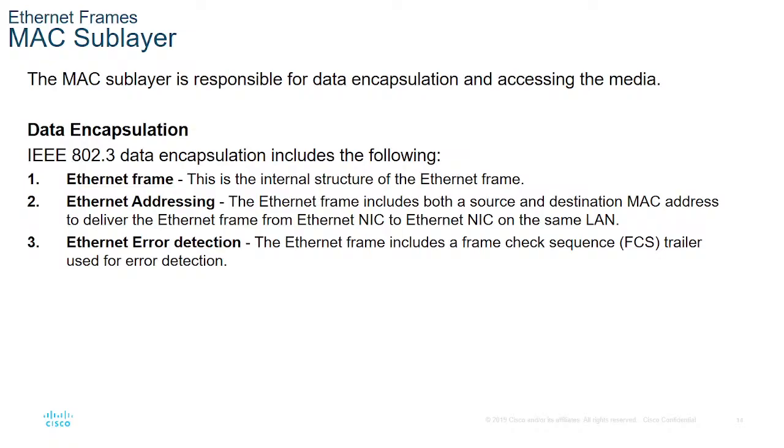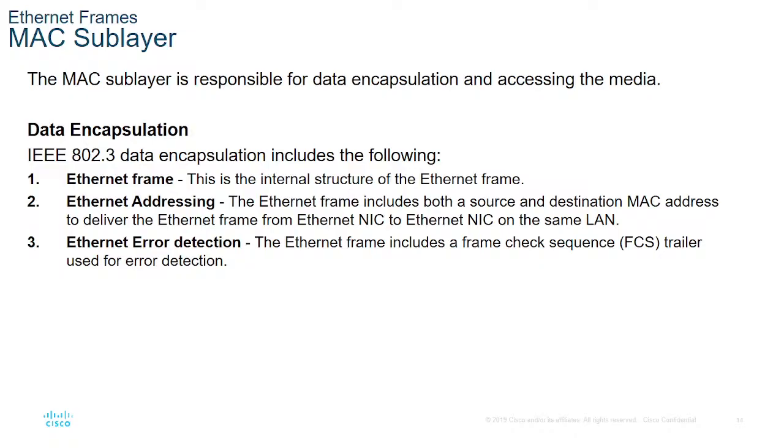The IEEE 802 data encapsulation includes the following. It defines the internal structure of a frame. It is responsible for adding addressing. The Ethernet frame includes both the source and destination media access control address, and this is what is used to deliver a frame from one network interface card on the same network to another interface card on the same network.